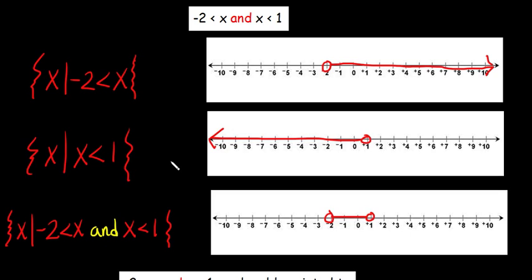Now when I combine the two of them, since it's and, that's a combining conjunction, I want to see what both of these have in common. I have to have x such that negative 2 is less than x and x has to be less than 1. And the numbers that fall within that are right in here. Less than 1, but greater than negative 2. And hopefully you can see that with the graph.